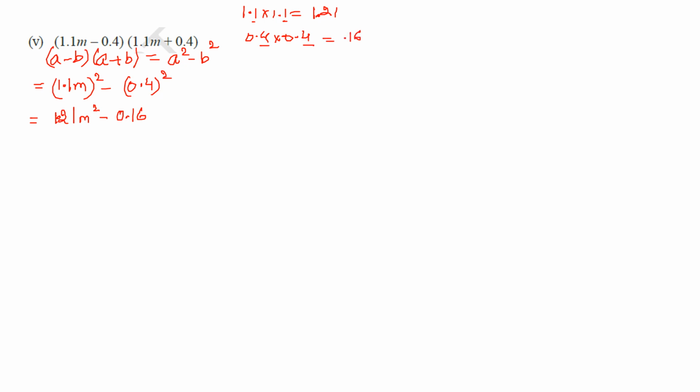So you have to place the decimal point over here such that after that it should have 2 digits. So this is your answer. Now next question: a square plus b square multiplied by minus a square plus b square.